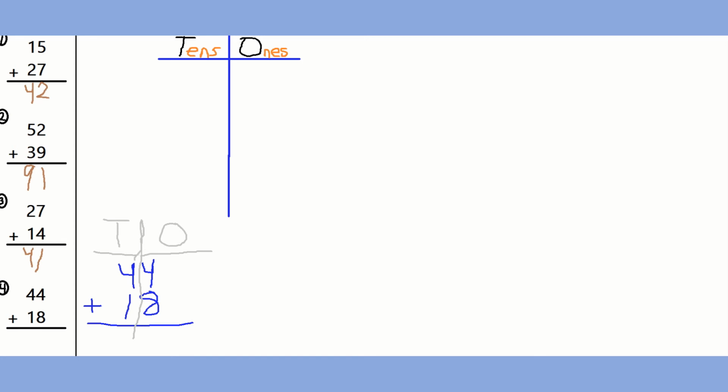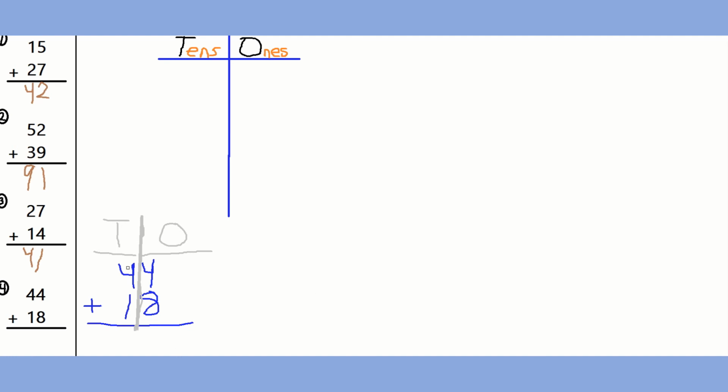Just like I showed you. Oops, I'm sorry. Put this line straight. There you go. So you can see it better. I'm going to erase this at the bottom here because it doesn't have to be that long. We just need a line in between the numbers.